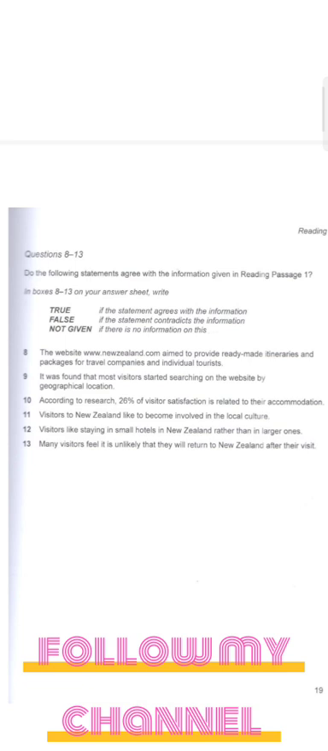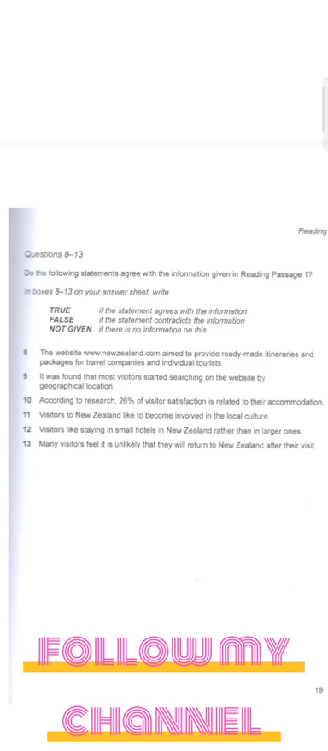So as this particular question is just the opposite, the answer will be false, right? The answer will be false. It will not be not given, because research is also mentioned, and 26% is also mentioned, accommodation is also mentioned. So your answer will not be not given. The answer will be false.